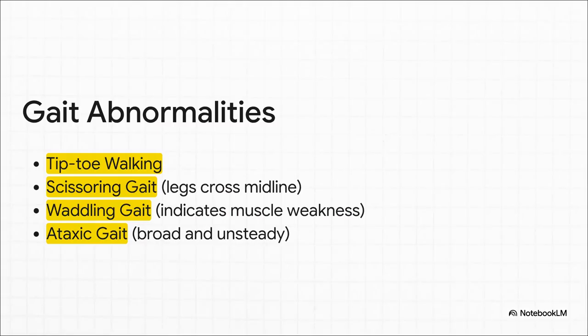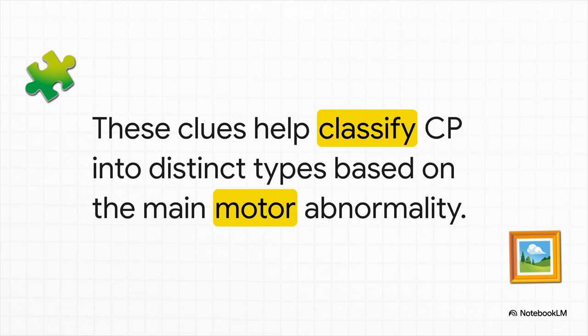How a child walks, their gait, provides another set of vital clues. Each of these patterns tells a different story. Things like tiptoe walking, a scissoring motion where the legs cross over, or maybe a wide, unsteady gait. These all point the clinical detective toward different underlying issues. So you see, each one of these clues, from muscle tone to gait, is a piece of the puzzle. And by putting them all together, our clinical detective can start to classify the specific type of cerebral palsy, building a really complete picture from all the evidence.